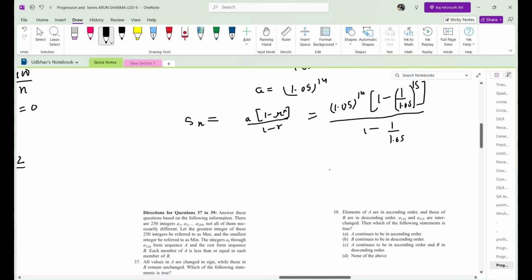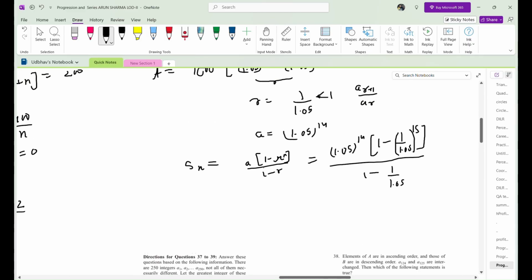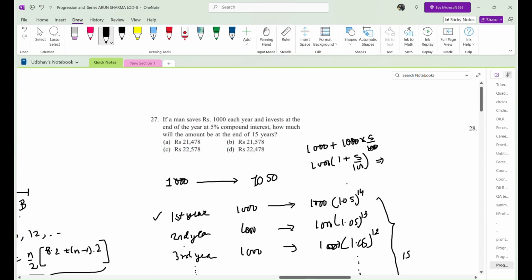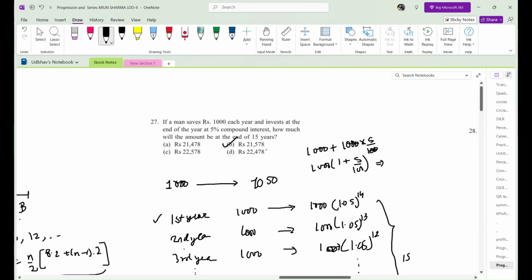Yeah, so after solving this Sn, we'll get 1.578. What was the amount? Our amount was A into 1000 into 1.578. So we'll get 21578. Option number B.